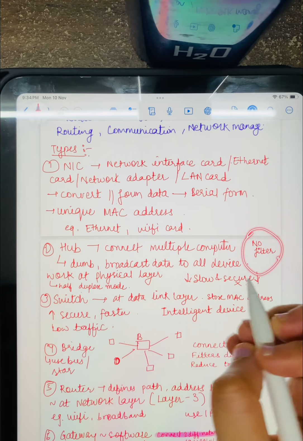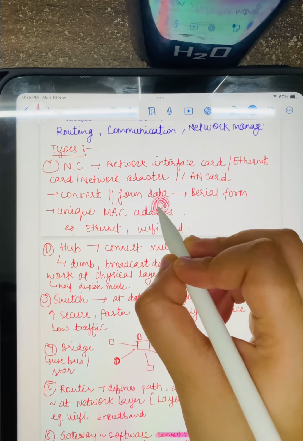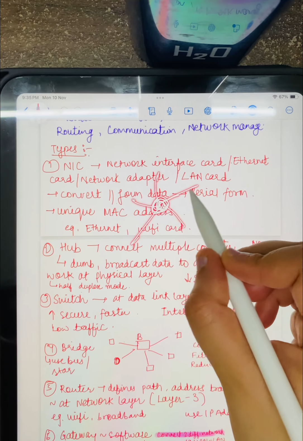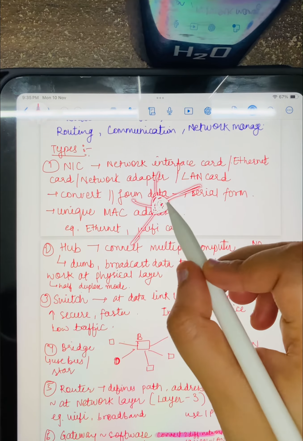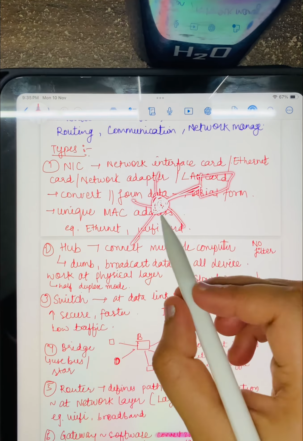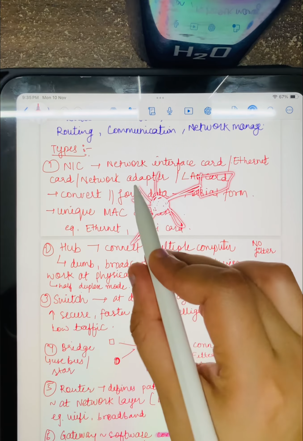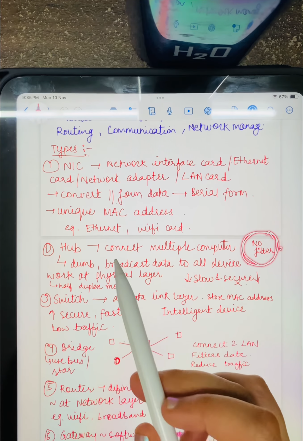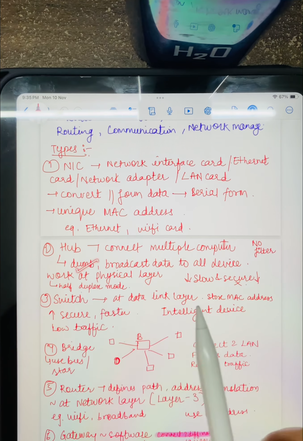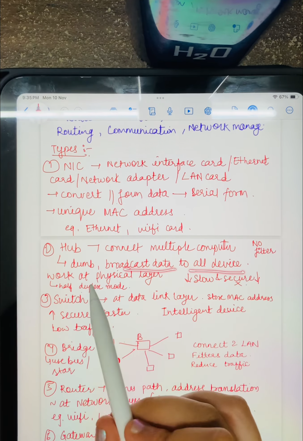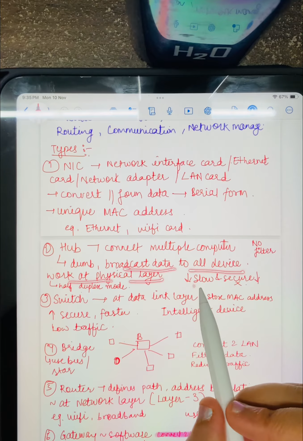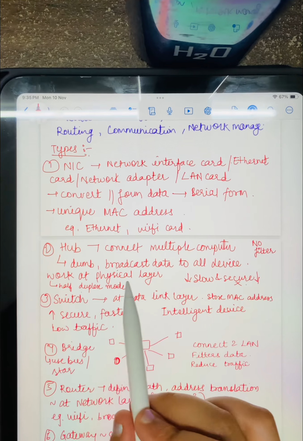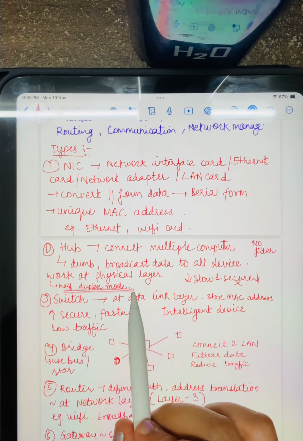So let me explain what this filter is about. If it is the hub, it's connected to this network, and the data is required to be sent to this one, but the hub sends the data to all of these, so it does not have any filter. Okay, hub is also called the dumb one. It broadcasts data to all devices. It works at physical layer. It is not secured and it's very slow. Work at physical layer means it is also called half duplex mode.